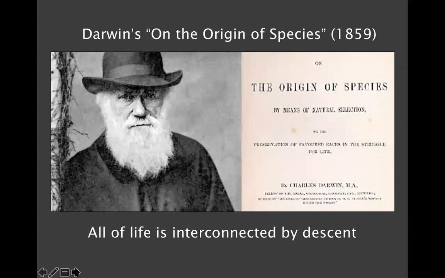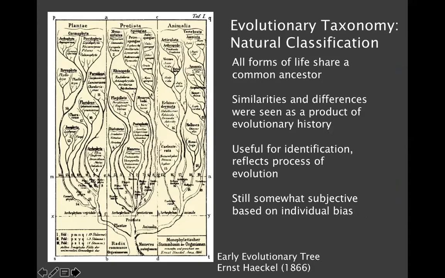So when Darwin came along with his Origin of Species, this really shed some light on the artificial system and put this in context, because it made people think about the shared common ancestry of species and how all life was interconnected by descent. And so the next phase of taxonomy was really developing an evolutionary framework, and this became called the natural classification system, that all forms of life share a common ancestor.